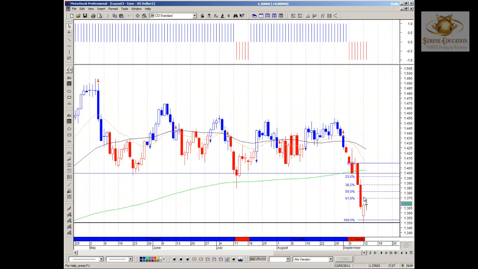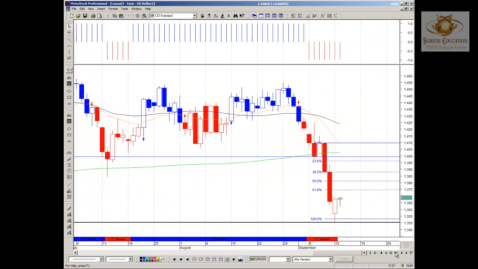So a bounce higher. Now correction, how far and where will it bounce to? It remains to be seen. If you look at a projection, possible areas from the initial start, we've now breached the 23.6, 38.2, 50 and 61 or thereabouts is above us.